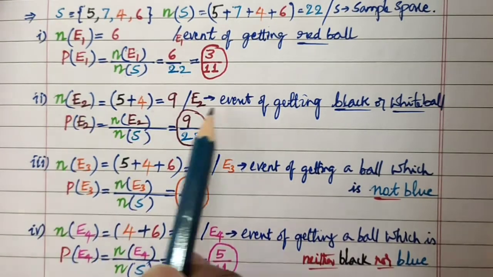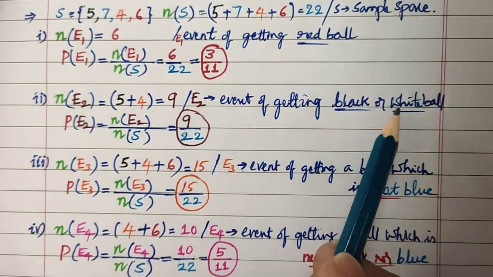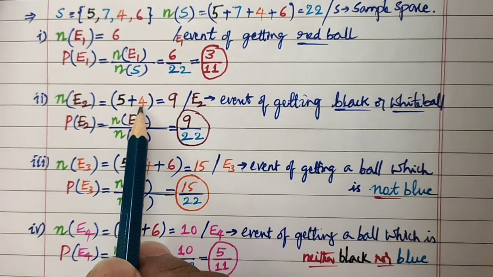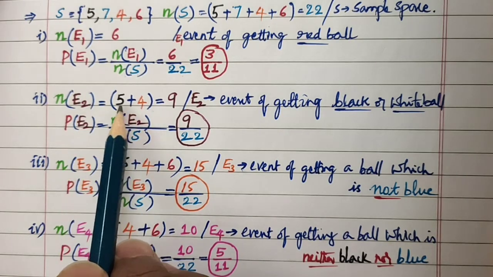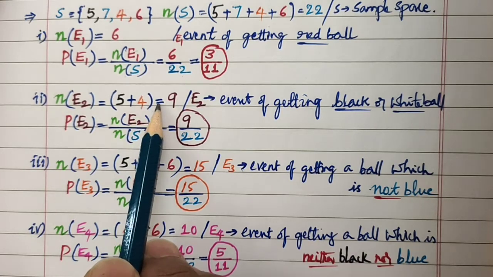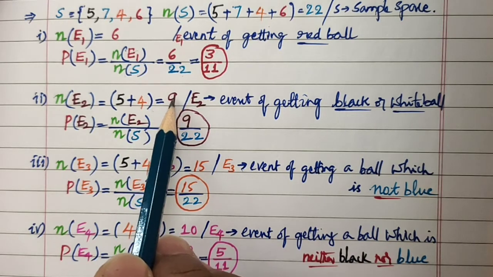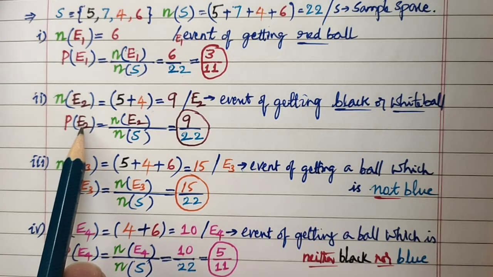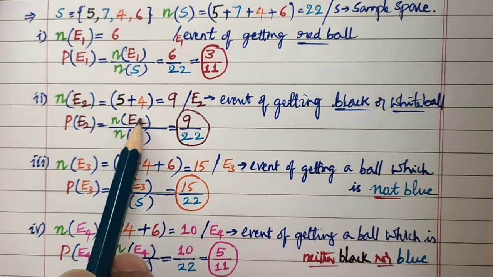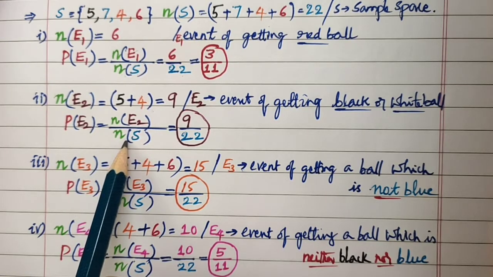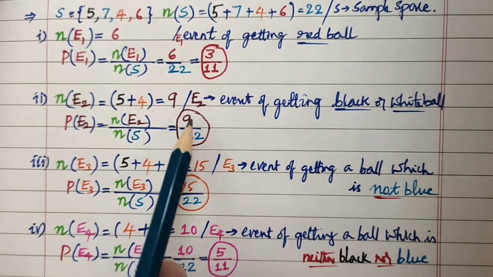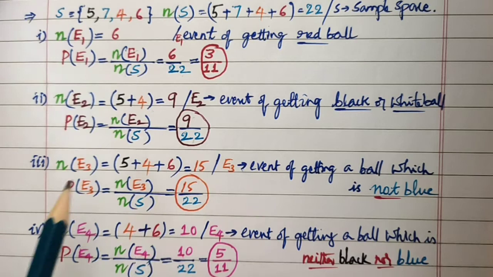E2 is the event of getting a black or white ball. There are 5 black balls and 4 white balls. These are the total number of black and white balls. Then n of E2 is equal to 9. Probability of getting black or white is n of E2 divided by the total number of balls, 22, that is 9 by 22. This is the probability of getting a white or black ball.